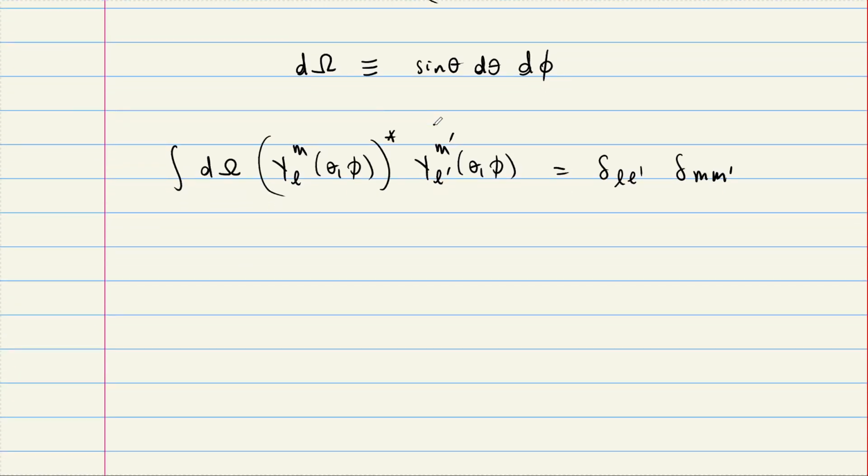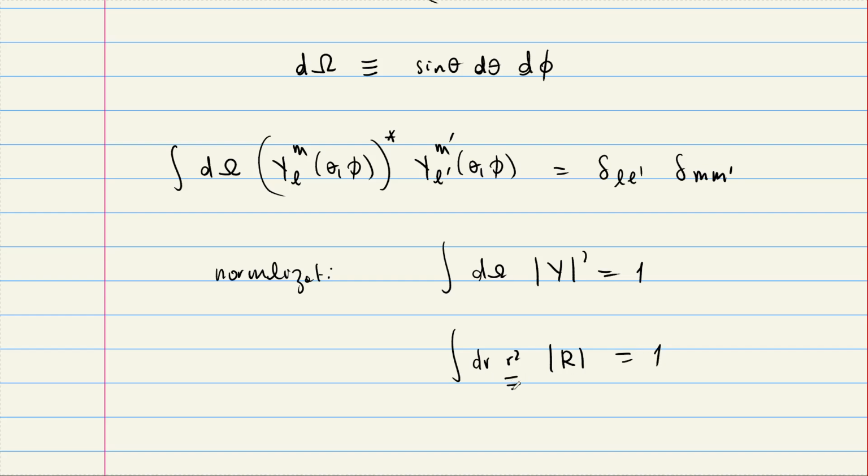And lastly, normalization. The integral of d omega |Y| squared is 1. And also we separately normalize the radial part, which is also a convenient convention. The integral of r squared dr |R| squared is also 1. The important part is that there is this r squared term in the volume integral. Good. So this is the angular part. In the second part, I'll think about the radial part.